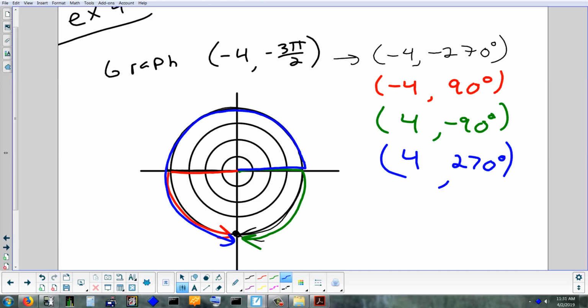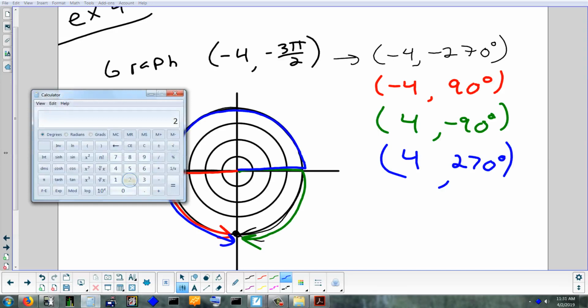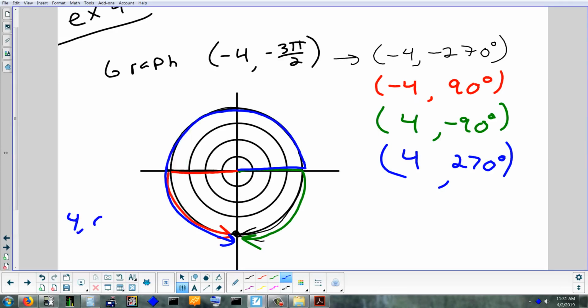Now, if you said, well, what about something like, let's take and add 360 to that. 4, 630. Well, yes, that will get you to that point too by going around twice and then stopping. That's not really a different way, right? If we were going to count all those as different ways, then there would be an infinite number of ways. That one would still be considered positive. So there's 4 basic ways to get to every point.